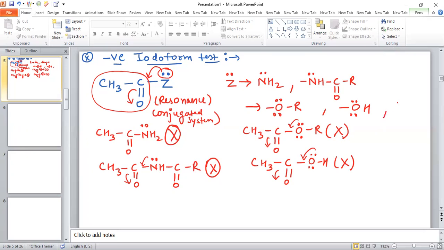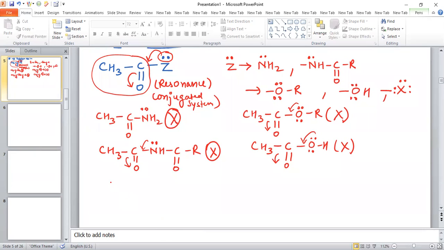Also this X can be a halogen. Now if this is a halogen, like CH3 C double bond O and the halogen, there is a lone pair of electrons. Now this is a part of resonance, so this will also give a negative iodoform test. So these are basically the conditions. So these are the compounds which will give negative and positive iodoform tests.